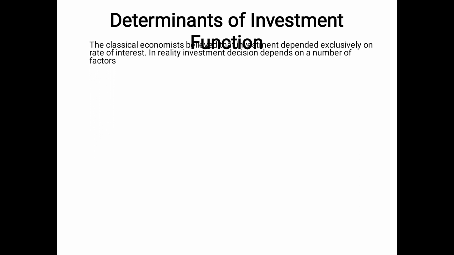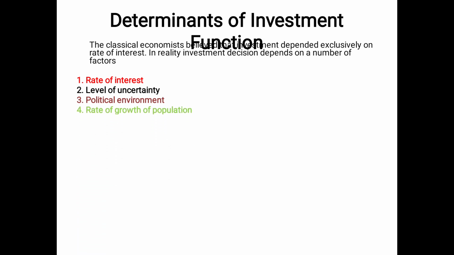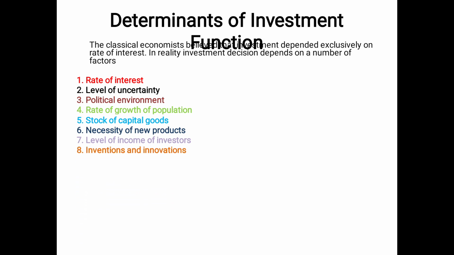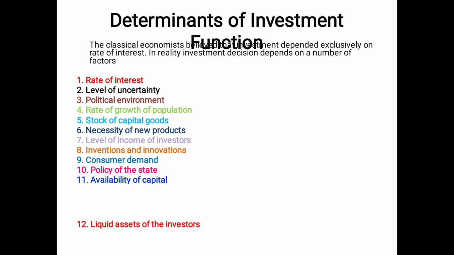Now we are going to see what are the determinants of investment function. There are so many determinants. The first one is rate of interest. Second one is level of uncertainty. Next is political environment. Next one is rate of growth of population. Next one is stock of capital flow. The next one is necessity of new products. Next one is level of income of investors. Next one, invention and innovation. The ninth one is consumer demand. The 10th one is policy of the state. The 11th one is availability of capital. The next one is liquid assets of the investors.